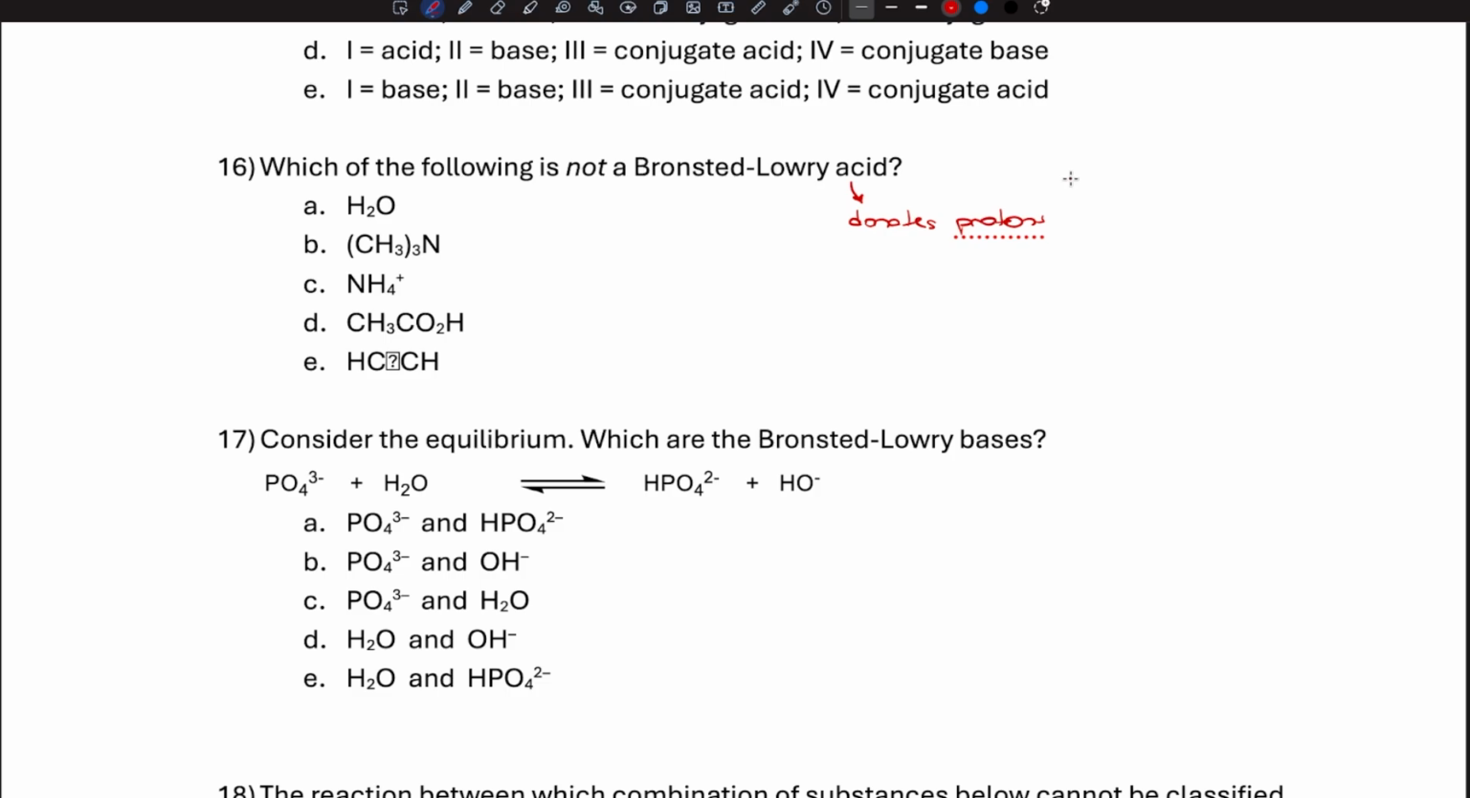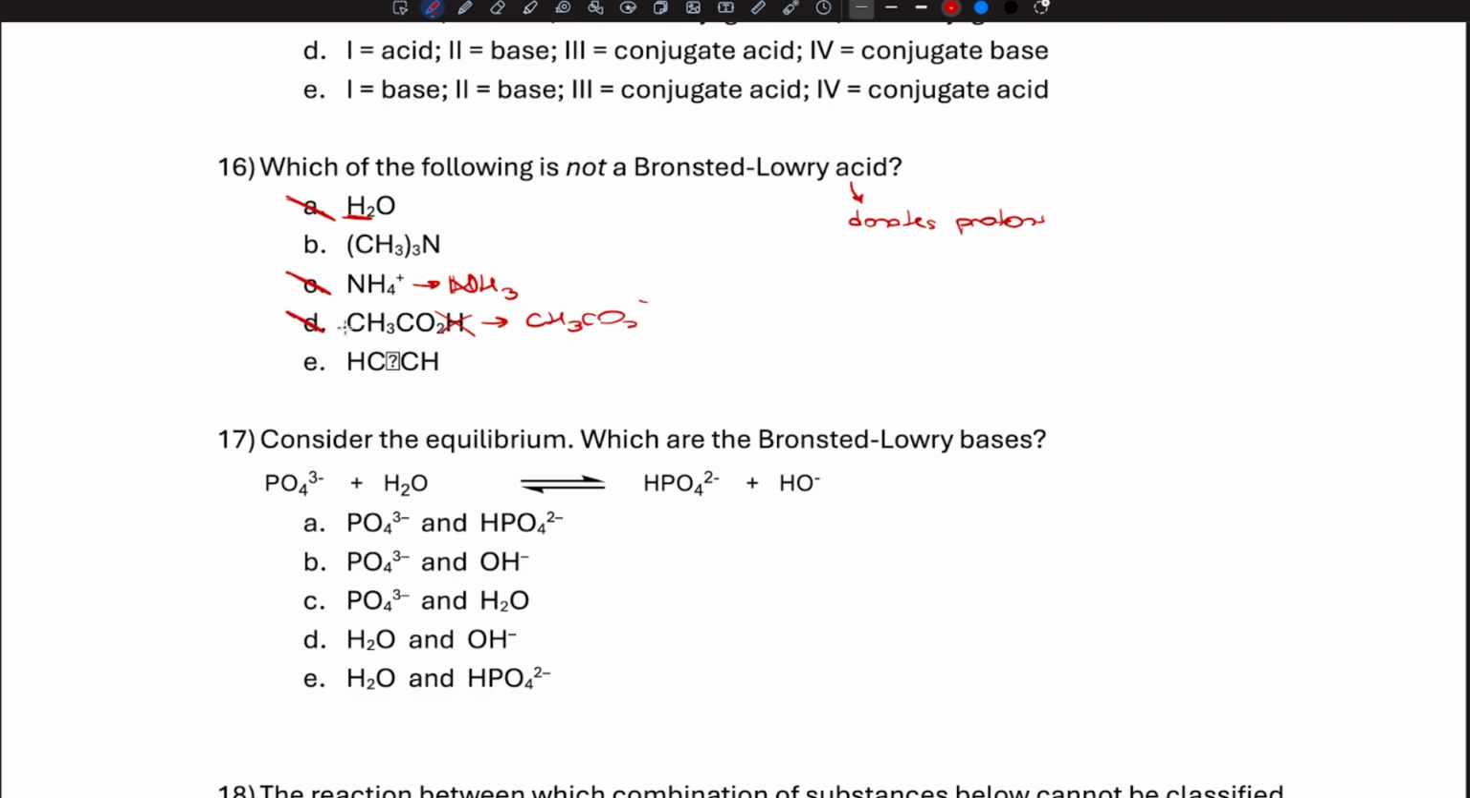And so what we can realize is that H2O definitely can donate protons, and so it can act as an acid. NH4 is just going to become NH3, right? Ammonia. Definitely could donate that proton. This structure can definitely donate this proton to become something like this.